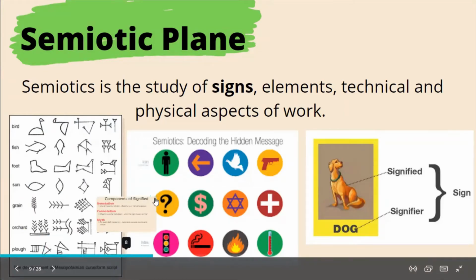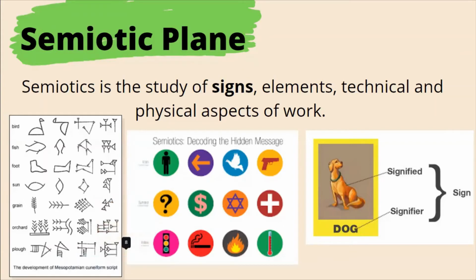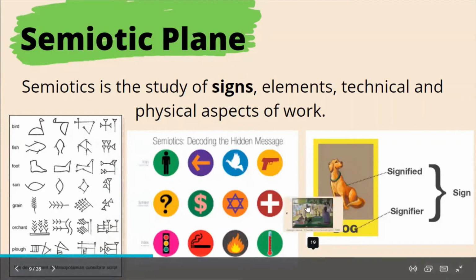If you recall from history, they also used this for numbers in the past. So you see an image and then it means something or signifies something. Another thing in semiotics is that you are decoding the hidden image.